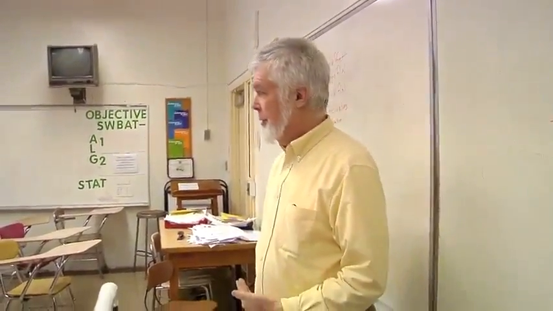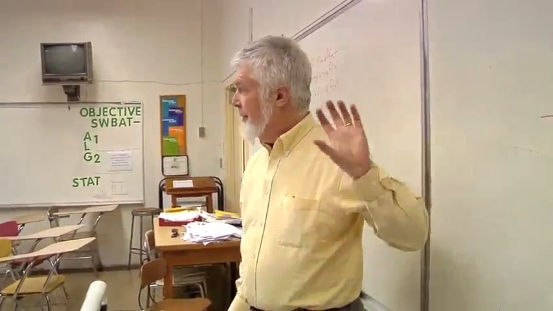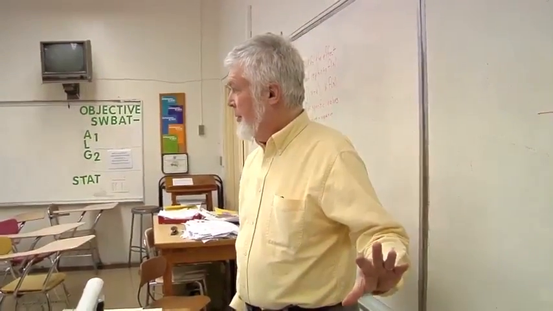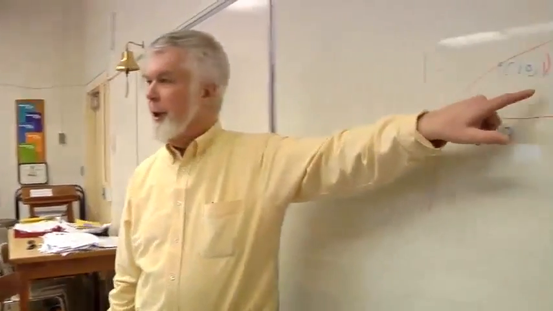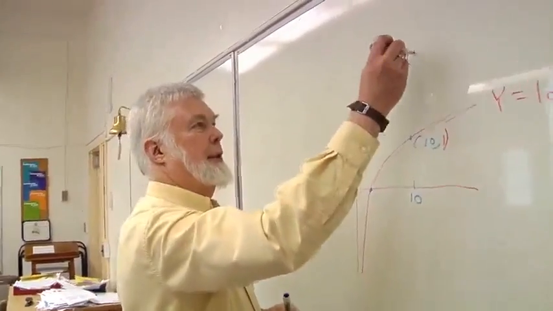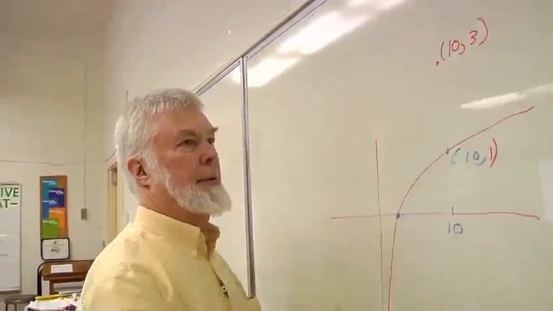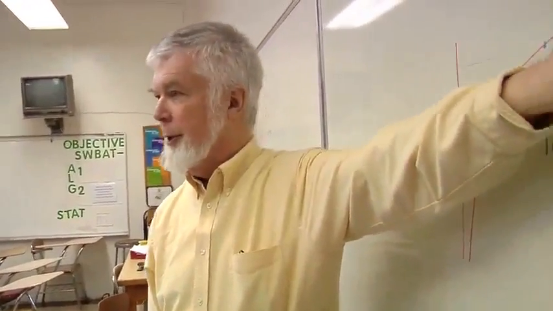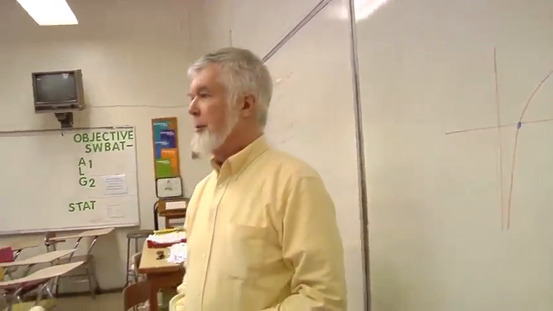So let's suppose I wanted a log function graph, similar shape. But instead of going through the point (10, 1), I wanted it to be (10, 3). So this is the original function, y is log base 10 of x. And now I want it to go through this point (10, 3). Any idea what I could do with this function based on what we've been doing this week? Shift the graph up 2.